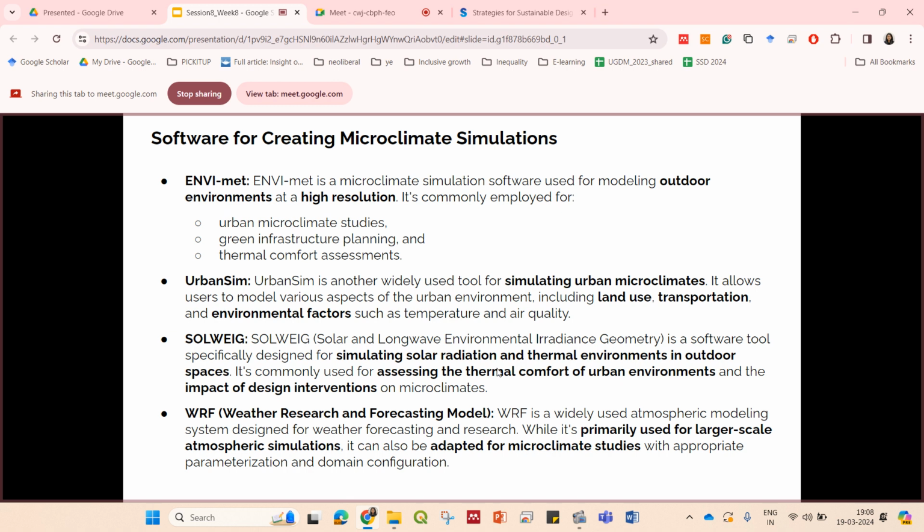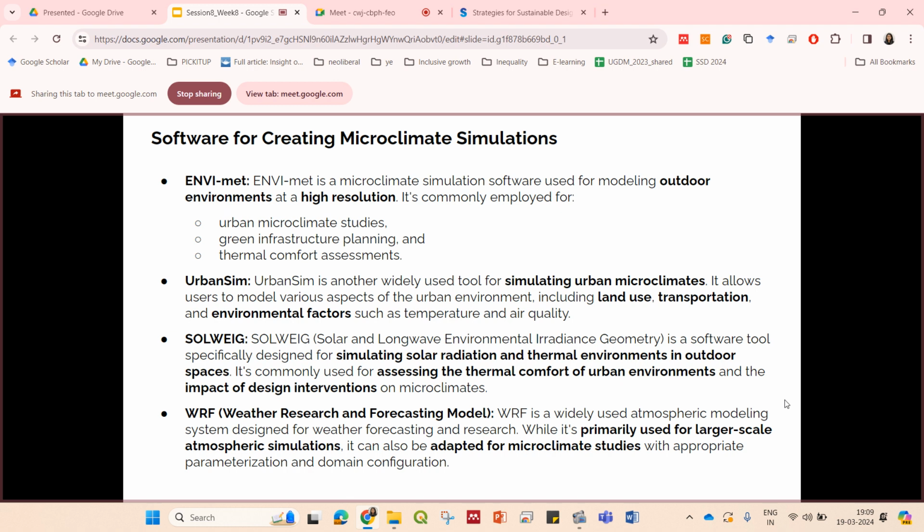So it's commonly used for assessing thermal comfort in urban environments, and for assessing whether the design interventions you are making are impactful or not, or what kind of impact they are having on the microclimate.